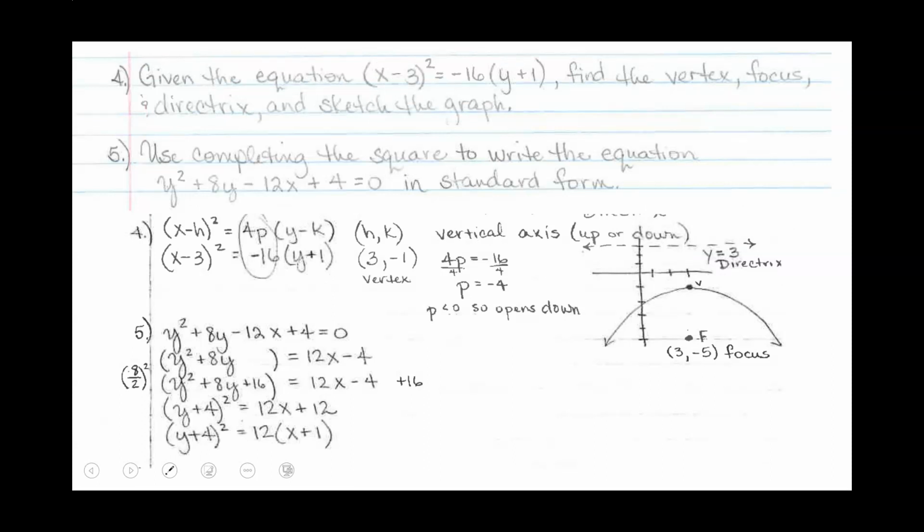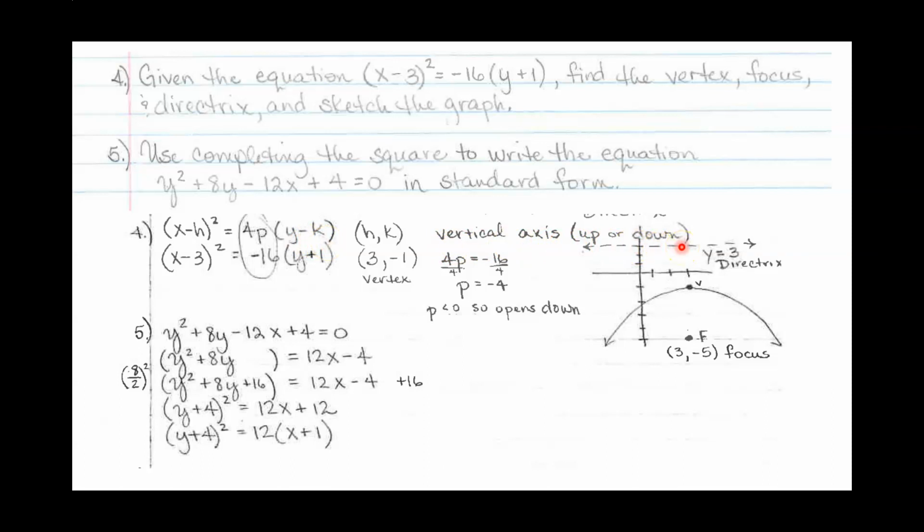All right, for number 4, same idea. They give me an equation and they ask me to find the vertex, focus, directrix, and the graph. All right. So again, the way I know which one I want is I'm going to look for the square term. X is squared, Y is not. So when I look at my formulas, I want the one where X is squared and Y is not. So that is a vertical axis, one that's opening up or down.